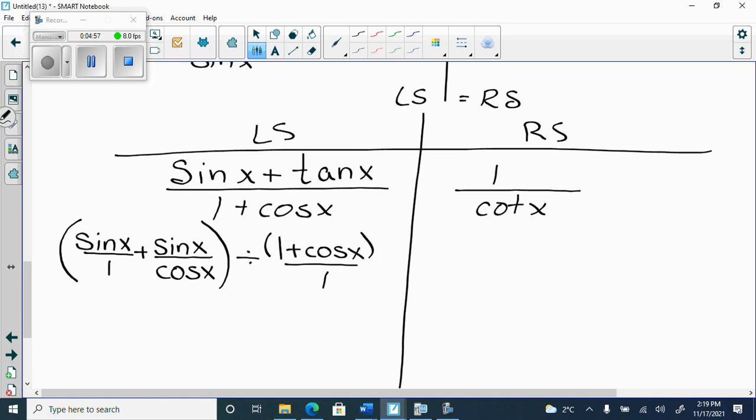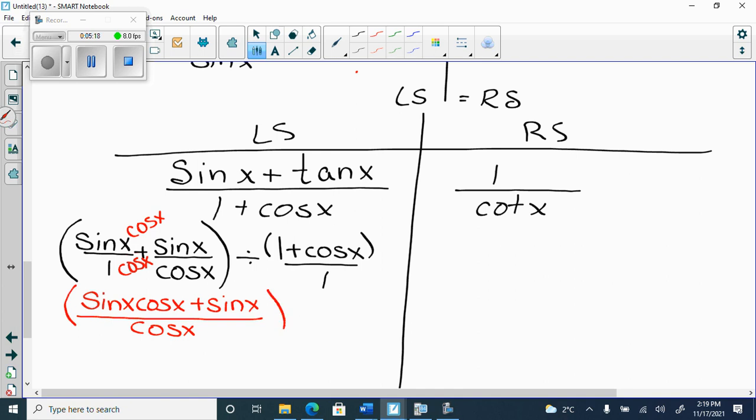So this one here, a lot of people were making common denominators, which is completely correct. They multiplied by cos and cos. People were getting to this spot. It was really good. So we get sin x cos x plus sin x over cos x. Now this is the full fraction, correct? So now I can go times 1 over 1 plus cos x. The whole top goes to the bottom.